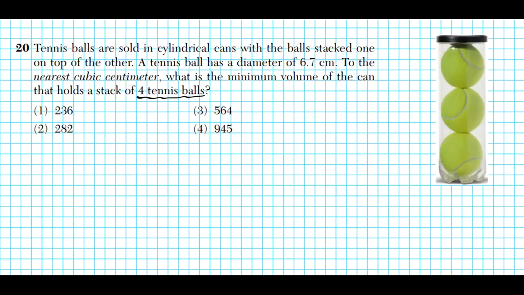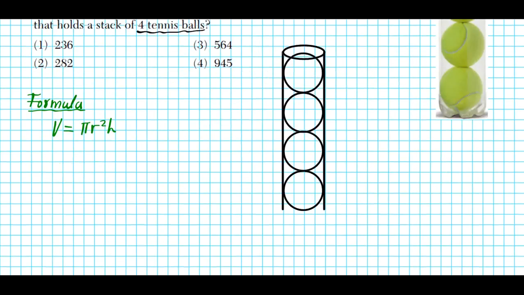So let's give ourselves a visual of the scenario. So first of all, let's write down a formula. So we're looking for the volume of a can or a cylinder. So the volume is going to be what? Area of the base times the height. So let's go ahead and draw the tennis balls. So we have one right there. Okay, so there goes my strange looking sketch there.